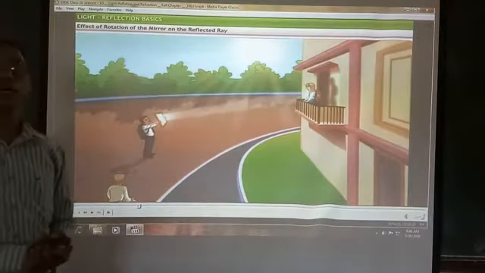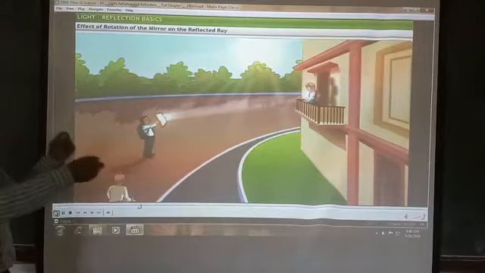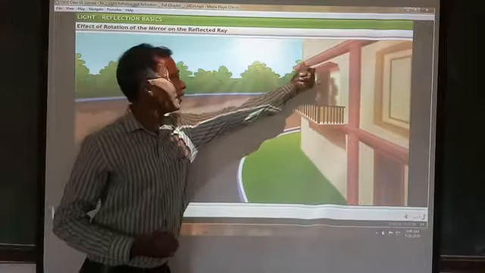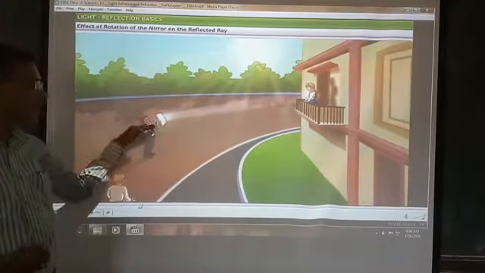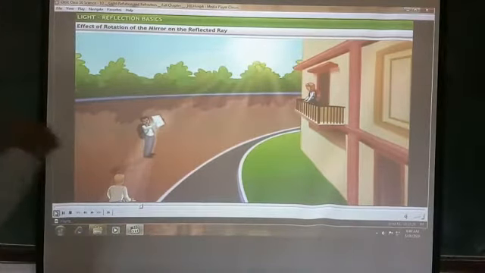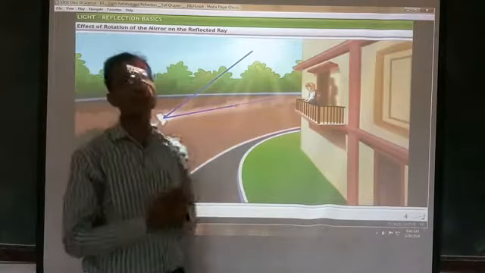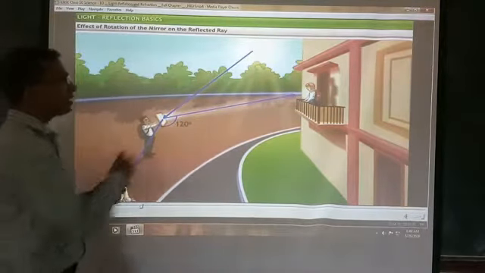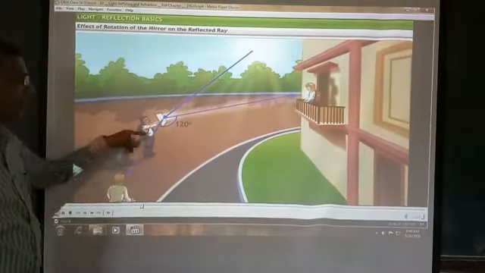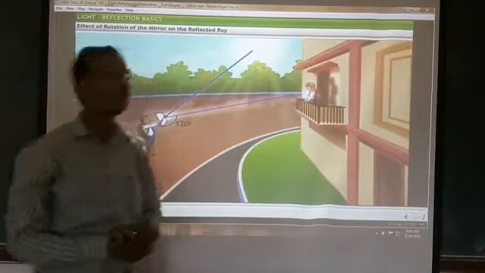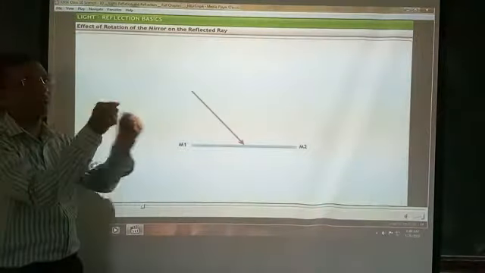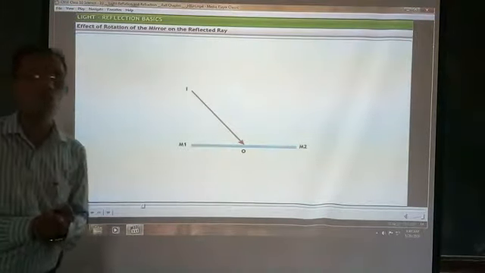Another example we should consider is the effect of the rotation of the mirror on the reflected rays. These are the incident rays from the sun, and the rays are reflected towards a girl. When the mirror rotates, the angle of incidence and the angle of reflection both change continuously. So this is the incident ray from the sun, and at 120 degrees it will be reflected back towards the girl. Now whenever the mirror is rotated, the incident angle changes, and the reflected angle also changes.